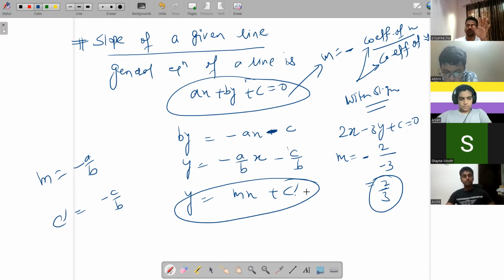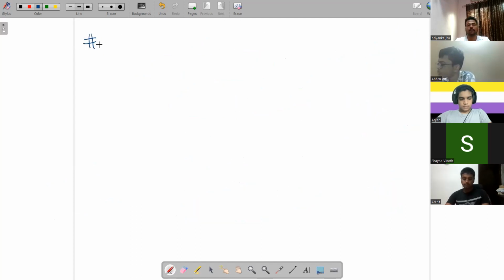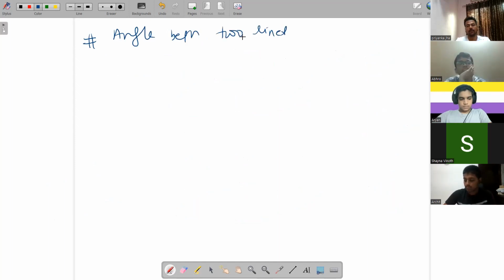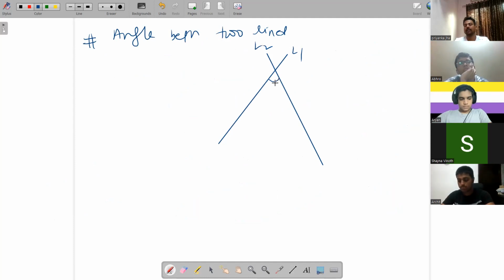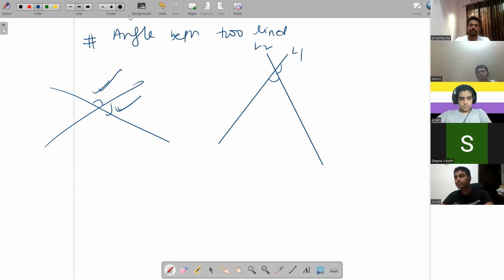All right, done. Okay, now we will find angle between two lines. Suppose one line is this and one line is this. This is line L1 and this is line L2. You have to find this angle. See, you can also find this angle because any line will have two angles, this angle or this angle. If this is acute, this will be obtuse. If this is obtuse, this will be acute, right?